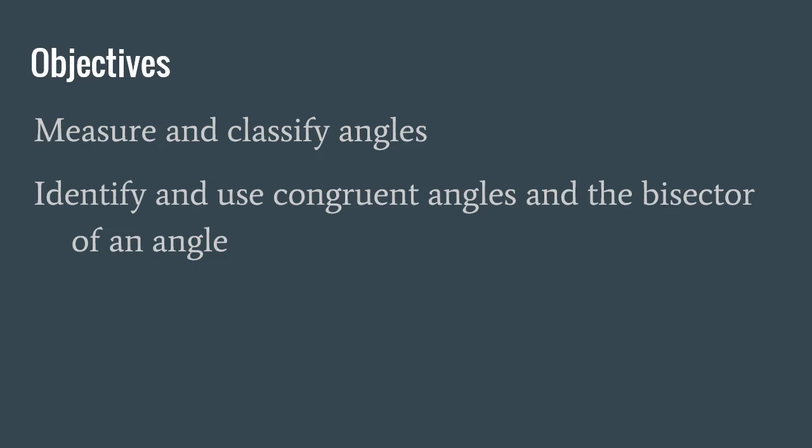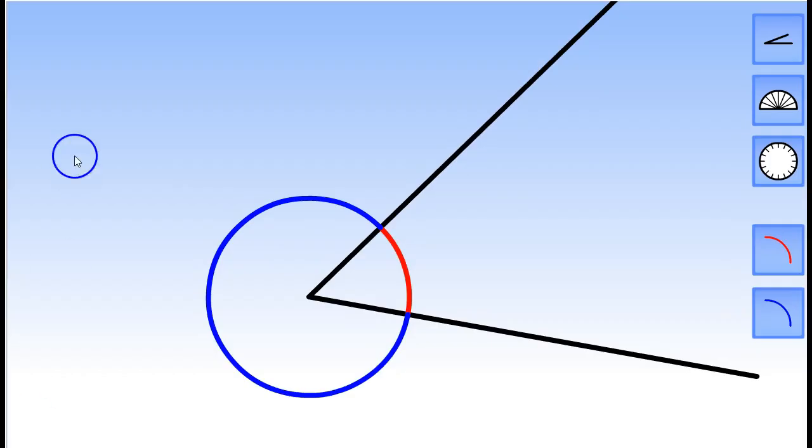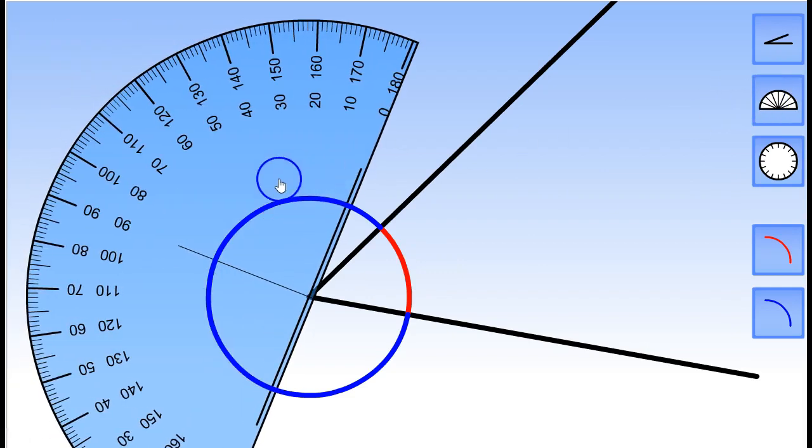Here are the objectives. Make sure you write them down in your notes. Alright, so right here we have a little angle, and I want to know how to measure it. I'm just trying to find out what this red distance is right here. So what I'm actually going to do is I have a protractor here.